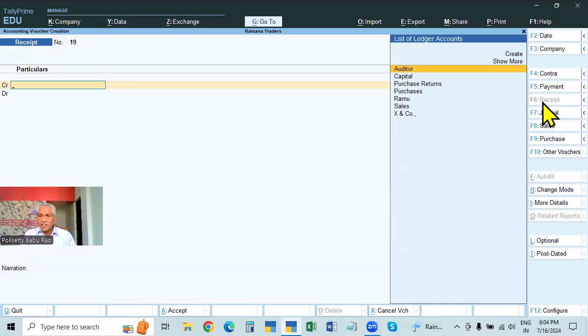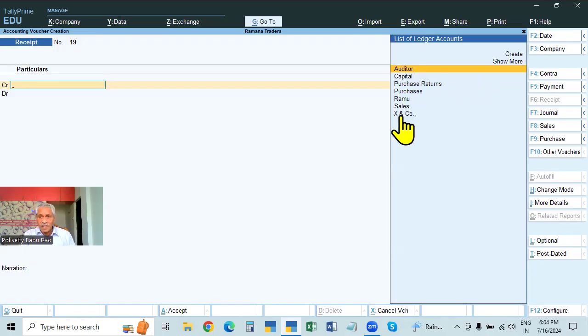For example, first you will take a receipt. Without receipt, you cannot make the payment. You will take the receipt with F6. Whatever voucher is selected will show as disabled, and others will be enabled. If you go to payment, it will be disabled. That means the disabled voucher is the one that is open. Here, first we are taking receipt.